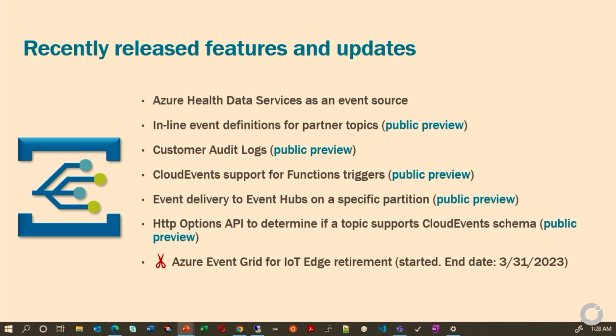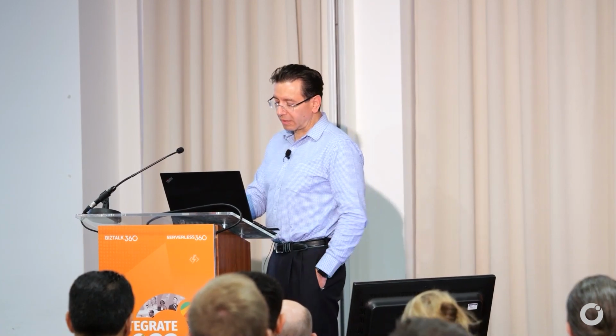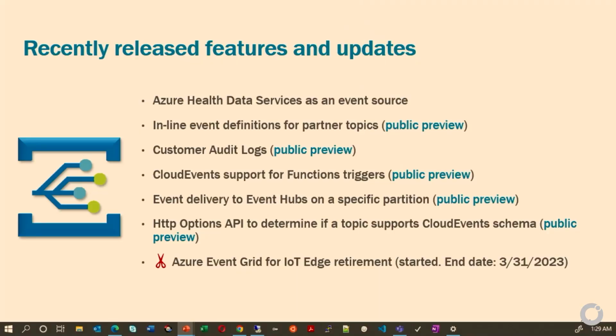Also, another customer, Digital Twins, said, I need to know for custom topics and domains if you support cloud event schema. Right now, what we're doing is pushing events in cloud event schema, and if that doesn't work, then it's Event Grid schema that the topic is using. So now we have an HTTP options call for interrogating and returning what schema is supported. And lastly, we started the deprecation of Event Grid on IoT Edge. That should be fully retired by March 2023.